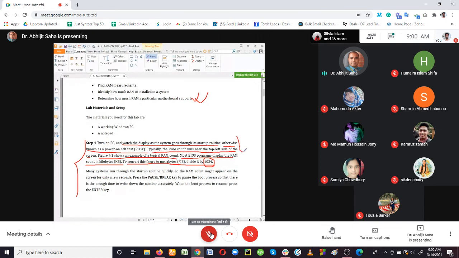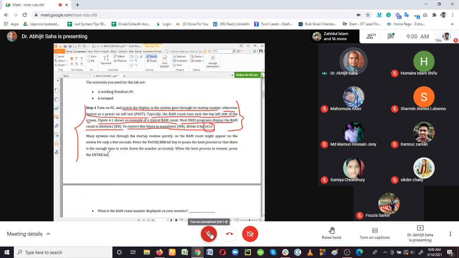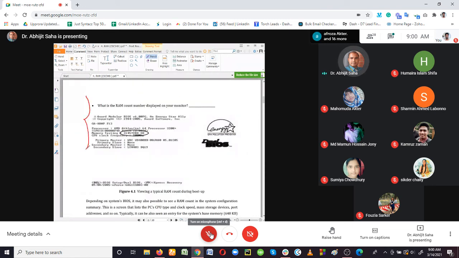Actually, this is the part. It's not used anymore in recent times that we are using the computer system. In the previous time, when you clicked the power button on the computer system, the first thing we used to see was this one.